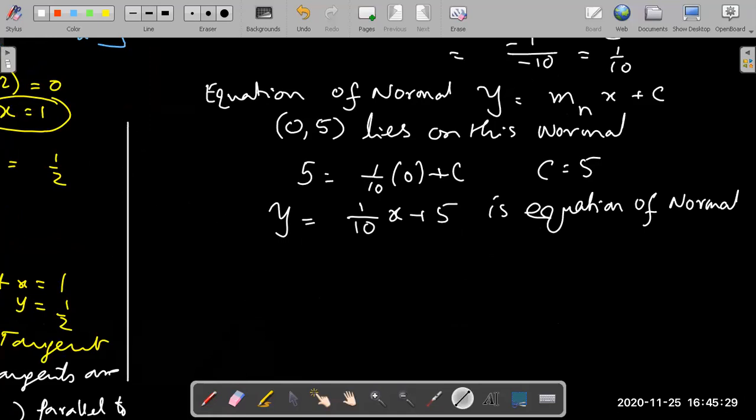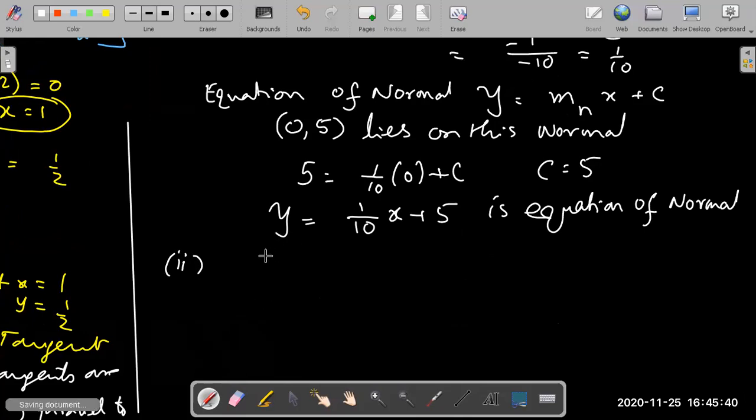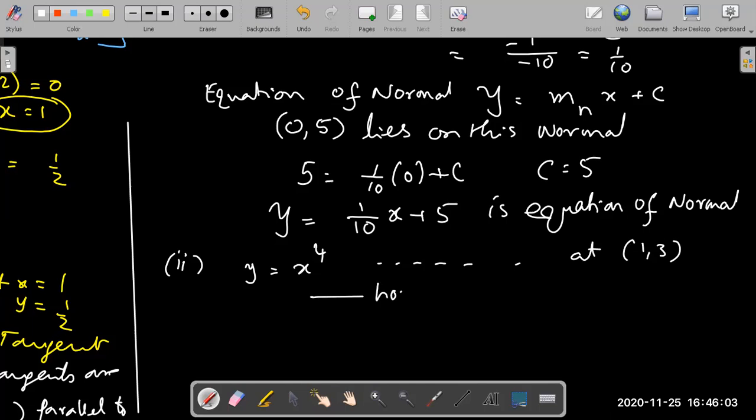So we go to the second sub question. y is equal to x to the power of 4 minus 6x cubed. Everything else, the equation, is the same, but at (1, 3). So everything is the same as the previous one, at (1, 3). I think I'll leave this as homework. I think it's easy. You just have to substitute. Okay, so I'll go with the third one.